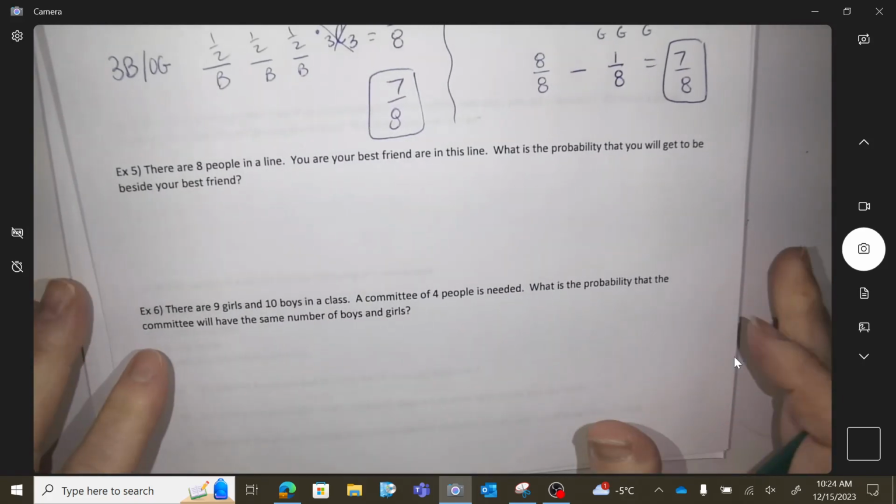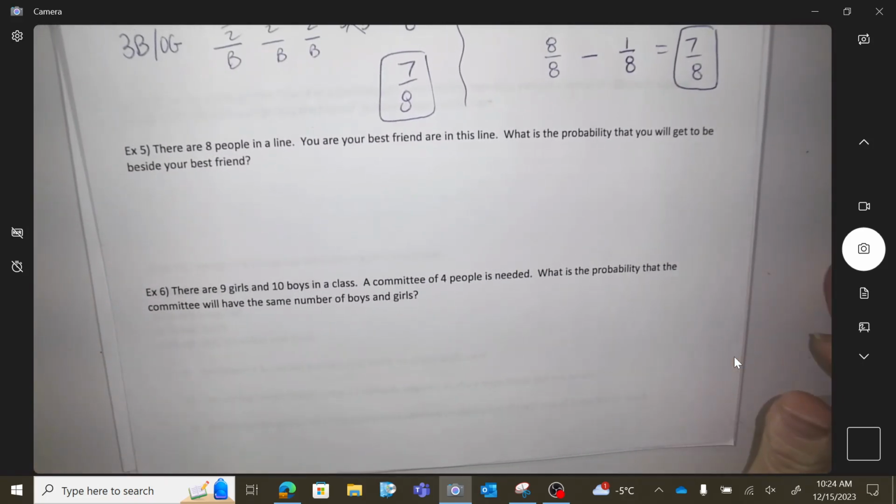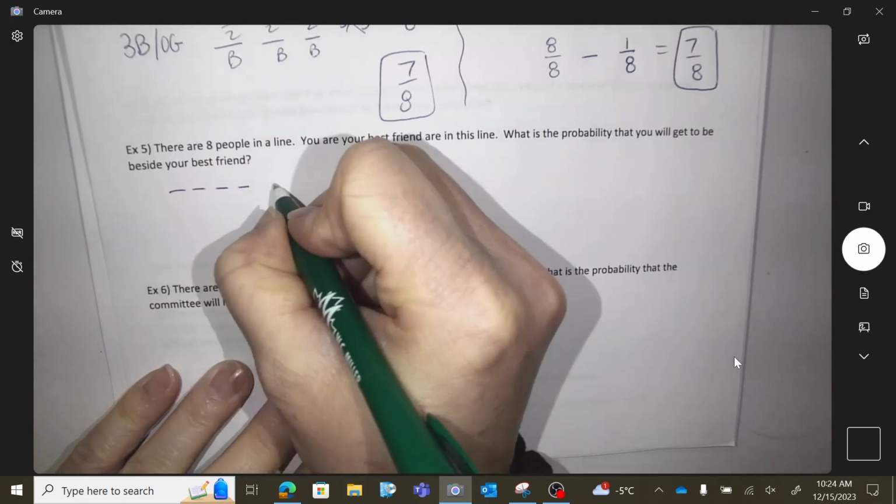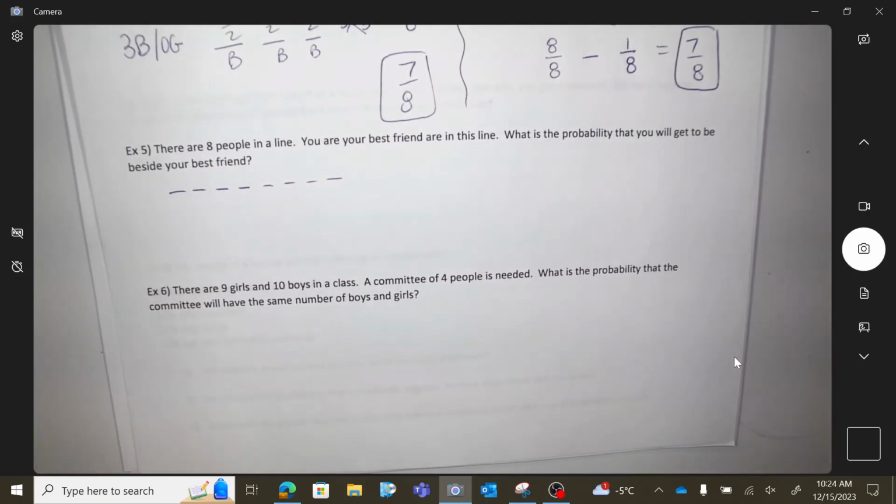Okay, there's 8 people in a line. You and your best friend are in this line. What's the probability that you're going to be beside your best friend in this line? So I'm going to draw my 8 people standing in line.